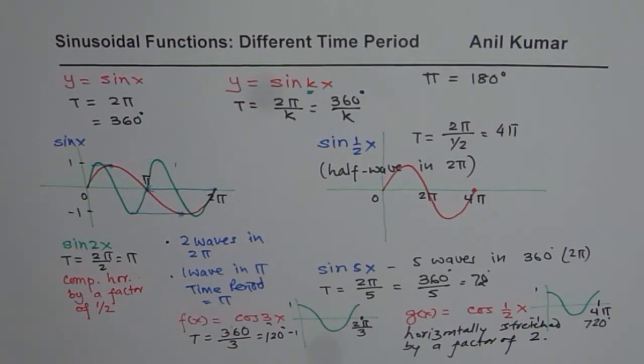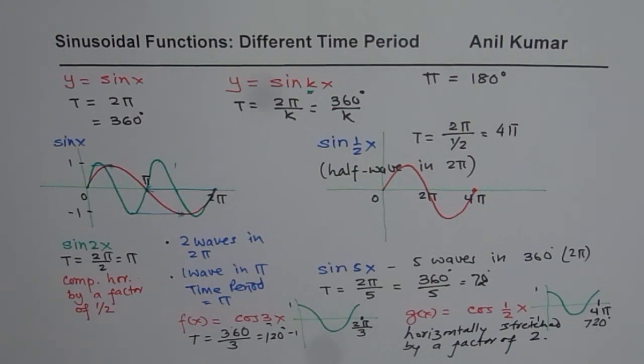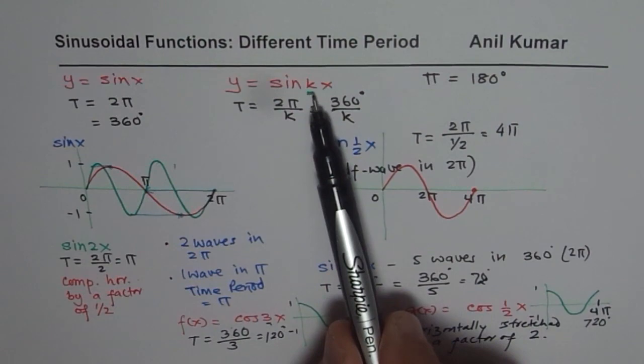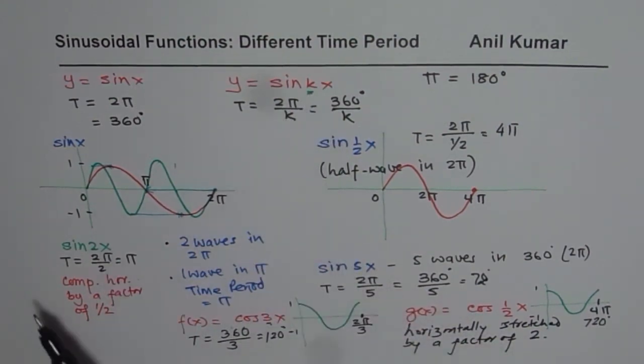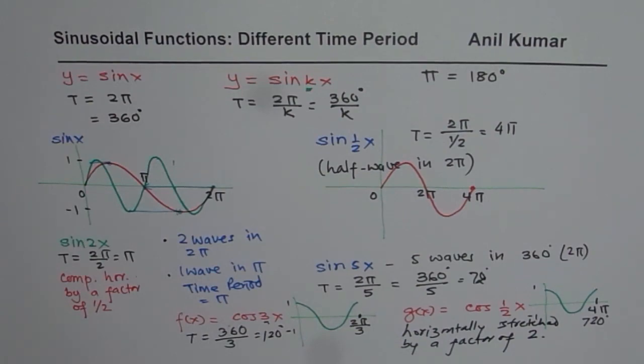So I hope with this particular video you can now appreciate how that k factor in the equation affects the time period of the sinusoidal function, right? Of course, a sinusoidal function could be in the sine form or cosine form. The time period normally is 2 pi, but when it is transformed, then it is 2 pi by k. And these are a few examples which will help you to understand this concept. Let's move forward. Thank you and all the best.